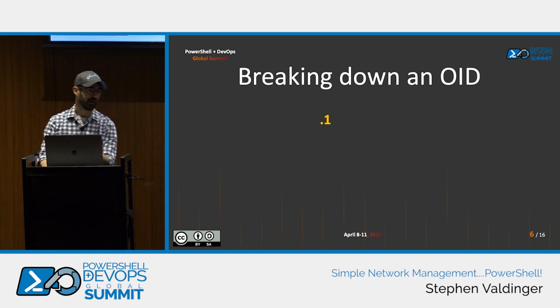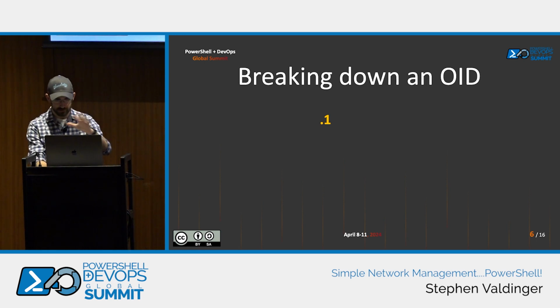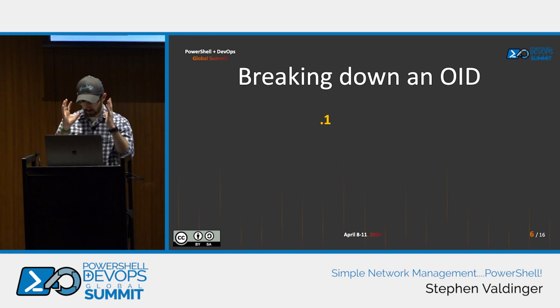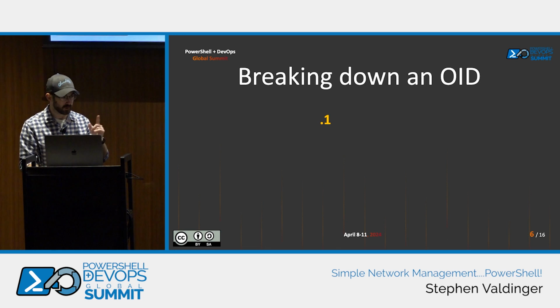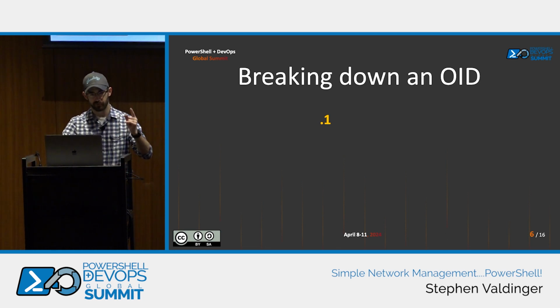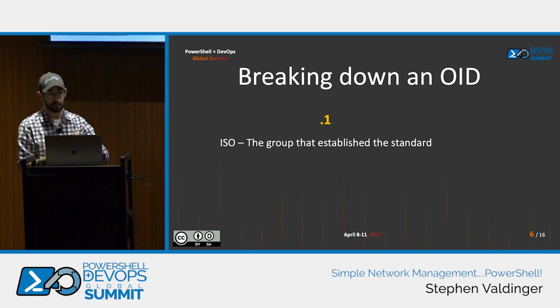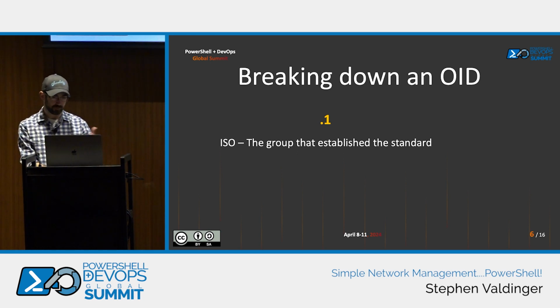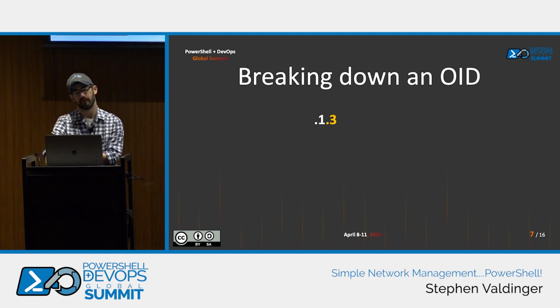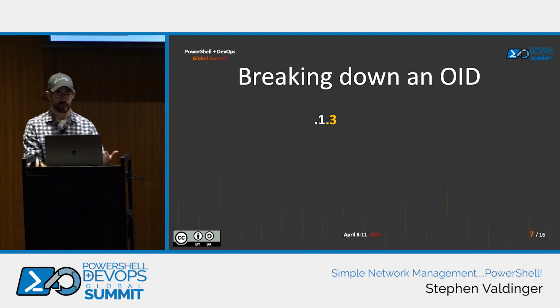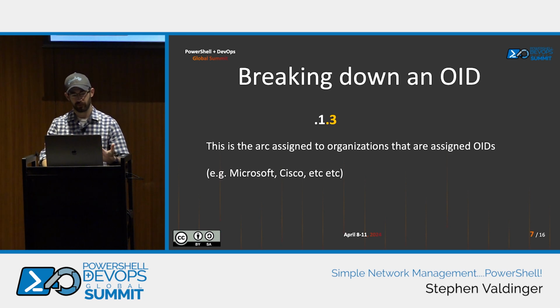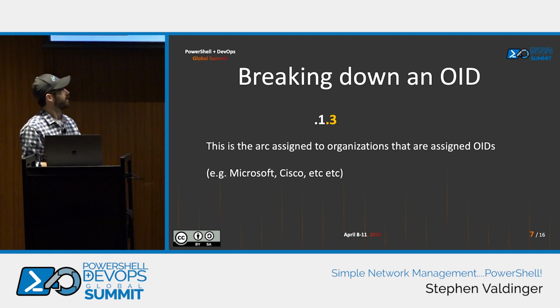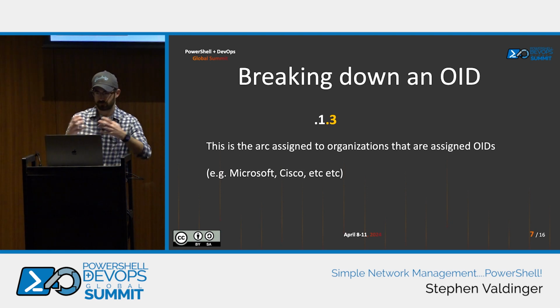So let's break one down, right? If you're getting started with SNMP and you're trying to figure out what all this means, without fail, it's going to start with .1 because .1 is the ARC that stands for ISO, the group that made the standard. So everything starts with ISO. And as you start moving further and further along down these OIDs, they start to change. So .3, that's the ARC assigned to organizations like Microsoft, Cisco, they're private entities.